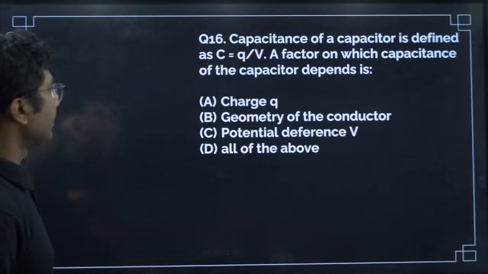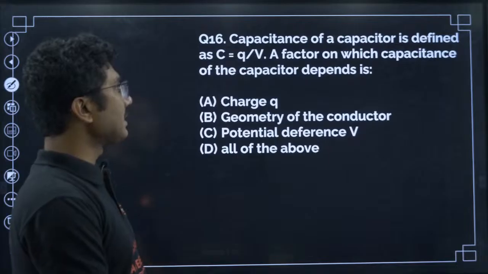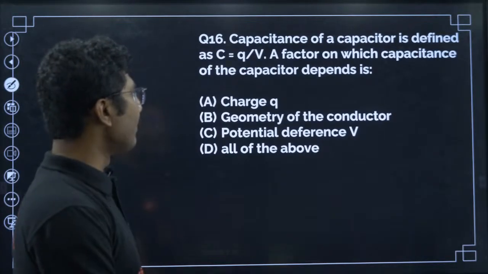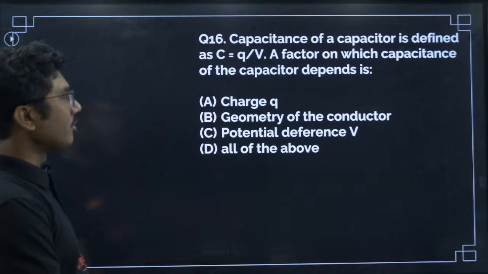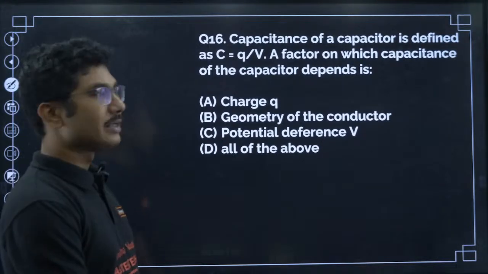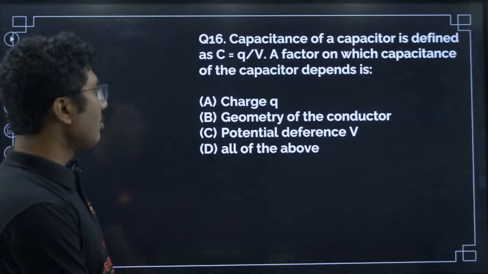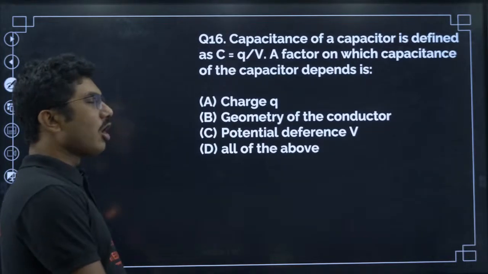Now next question. The capacitance of a capacitor is defined as C equals Q by V. The factor on which the capacitance of the capacitor depends: charge Q, geometry of the conductor, potential difference V, all of the above.